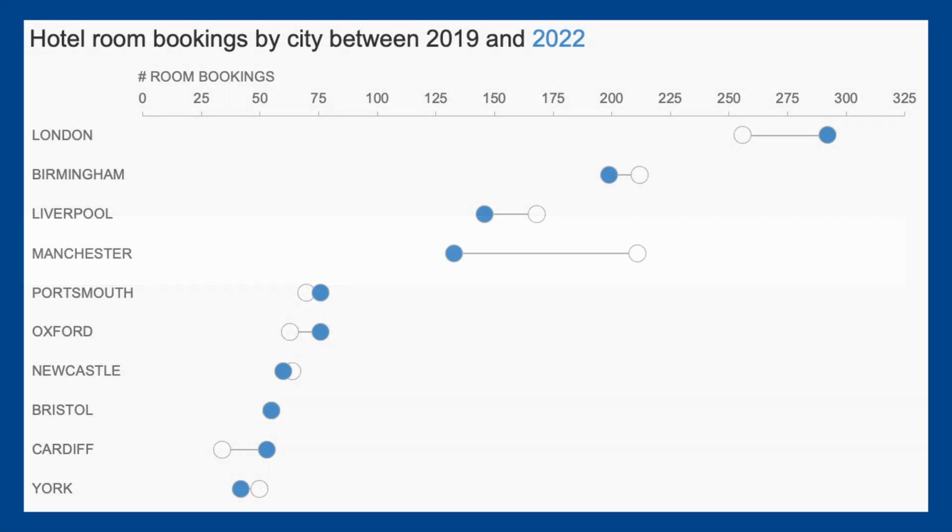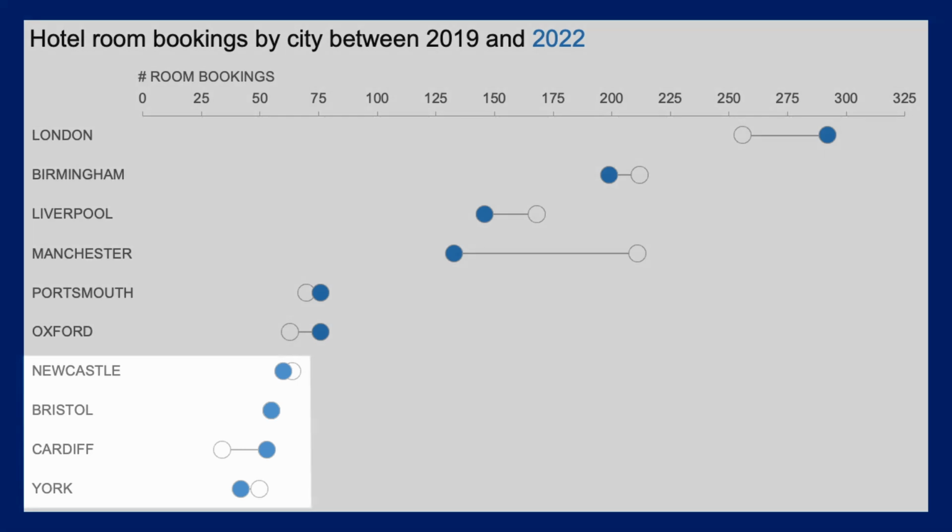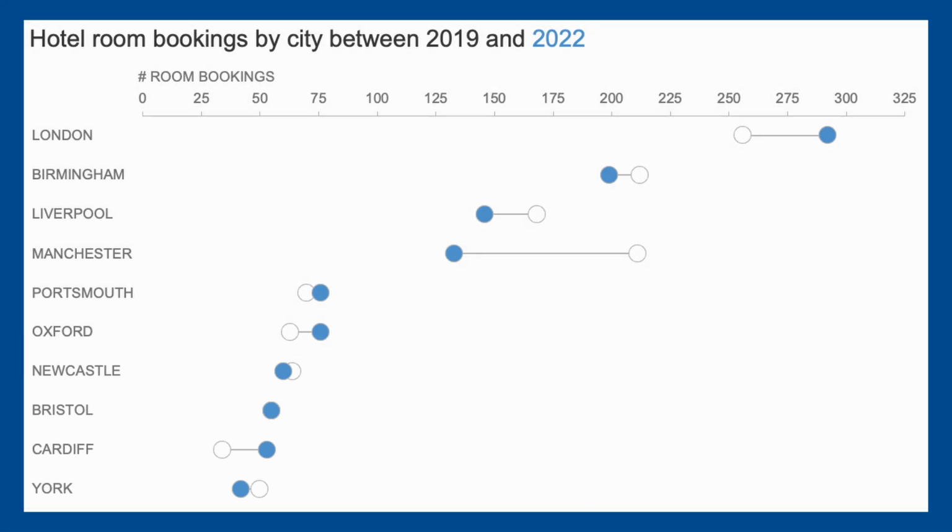Now, with the smaller hotel locations here, for example Bristol, Newcastle, York, it's a little bit difficult to see the variances because of the scale we've got and the absolute values we're encoding. We could solve this by not focusing on the overall absolute number of bookings, but maybe the percentage difference between the bookings in 2019 and 2022.